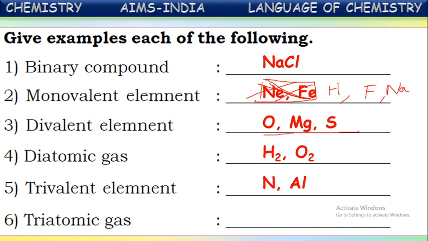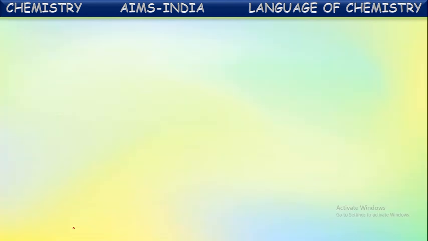Next, triatomic gases. Triatomic means the gases in which there are 3 atoms in each molecule are called triatomic gases. For example, ozone. In the molecule of ozone, there are 3 atoms of oxygen. So it is a triatomic gas. Okay. Next.